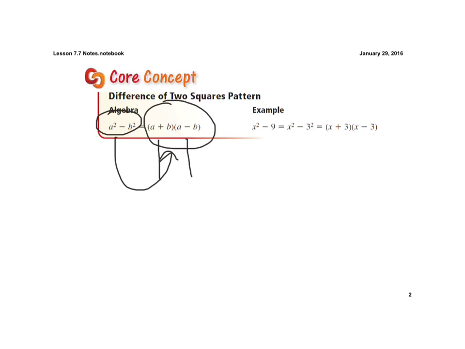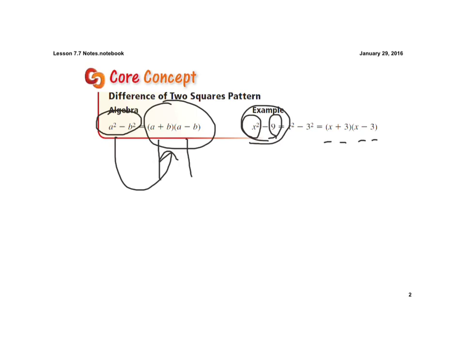In this example, it has x squared minus 9. What we have to notice is that the x squared is a perfect square and the 9 is a perfect square. So we rewrite it as x squared minus 3 squared. And now we know that it has to be x plus 3 times x minus 3. Those are the two binomials that multiply together to give me x squared minus 9.